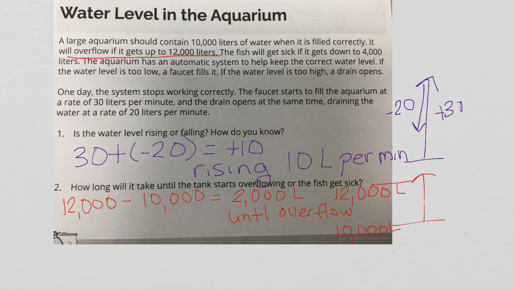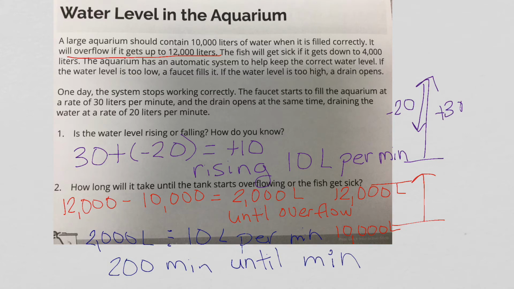Okay, so if we have 2,000 liters before we overflow, and we are increasing by 10 liters per minute, that means we have 2,000 divided by 10 minutes before overflow. So 2,000 divided by 10 equals 200. So we have 200 minutes until the tank overflows.